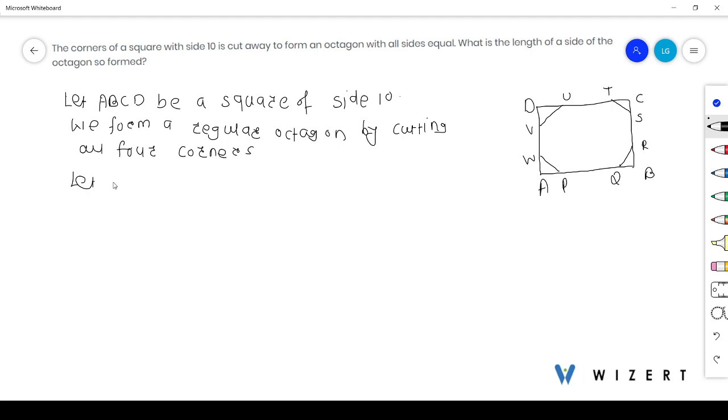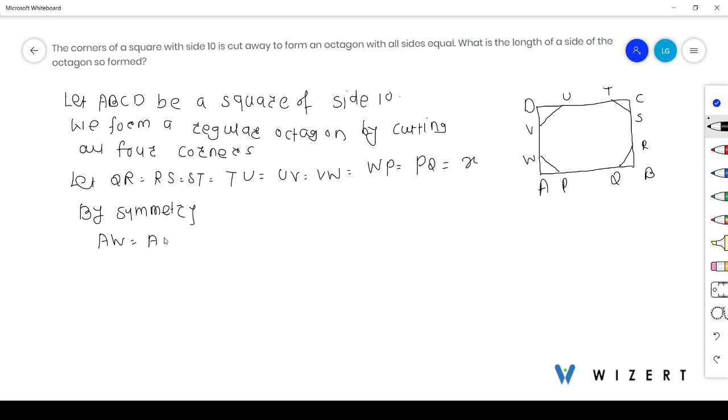Let QR equals RS equals ST equals TU equals UV equals VW equals WP equals PQ equals X. Now, by symmetry, AW equals AP equals BQ equals BR equals CS equals CT equals DU equals DV equals A. Suppose this is A.